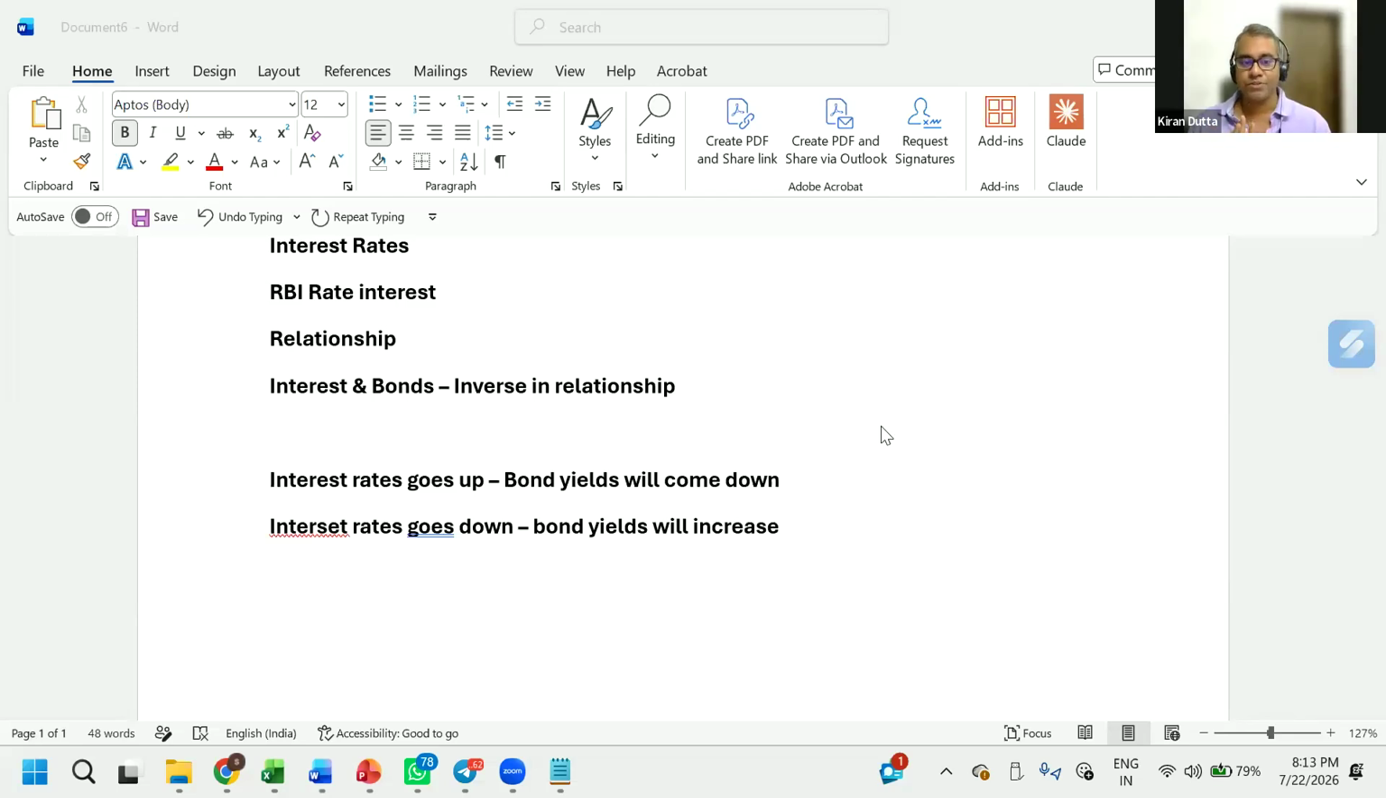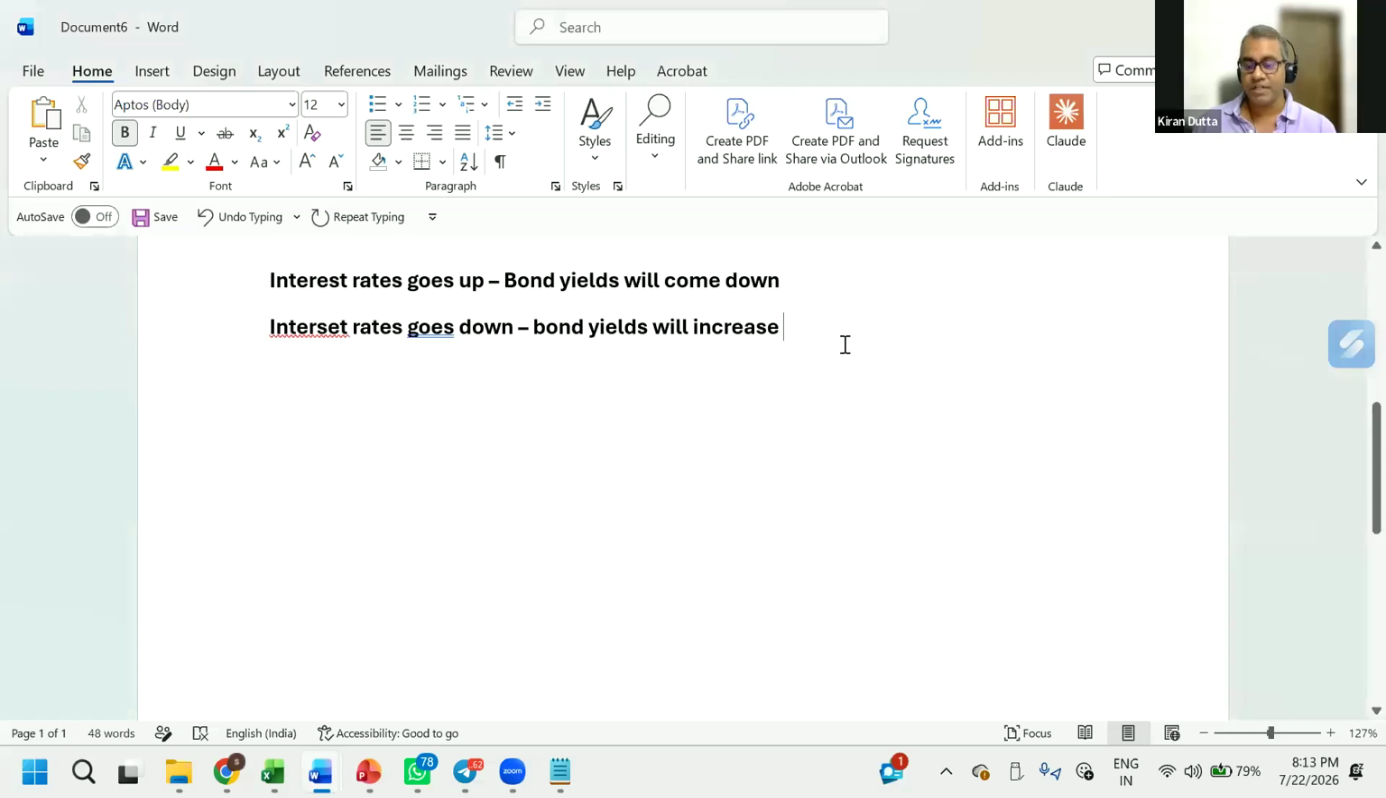Let's understand this proportion from the exam perspective, and then we'll discuss that part. Now, the relationship is an inverse relationship. So primarily, what do we play with in interest rate futures? What is this whole chapter all about?